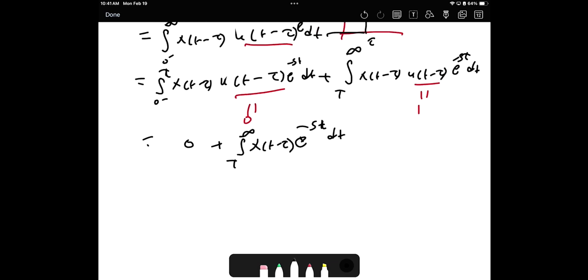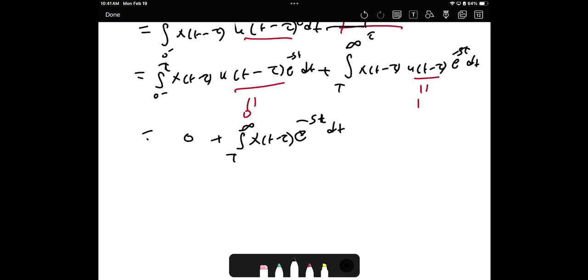We can do some assumptions. Let's assume t0 equal t minus tau. Therefore, dt0 will equal dt by making the derivative. Then we have t equal to t0 plus tau.